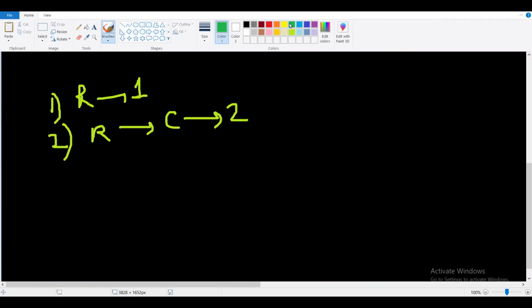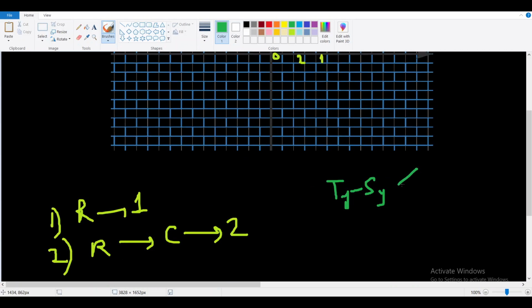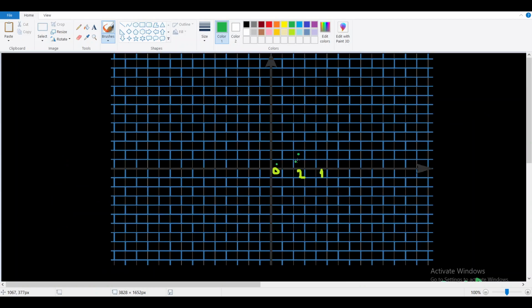The lower limit of the answer will obviously be ty minus sy. This is the lower limit of the answer, so the answer should be greater than or equal to this. Now one greedy way to solve this is that we'll jump from the first row to the next row diagonally, then second row to third row diagonally, and after we reach the destination row, we'll jump this way.